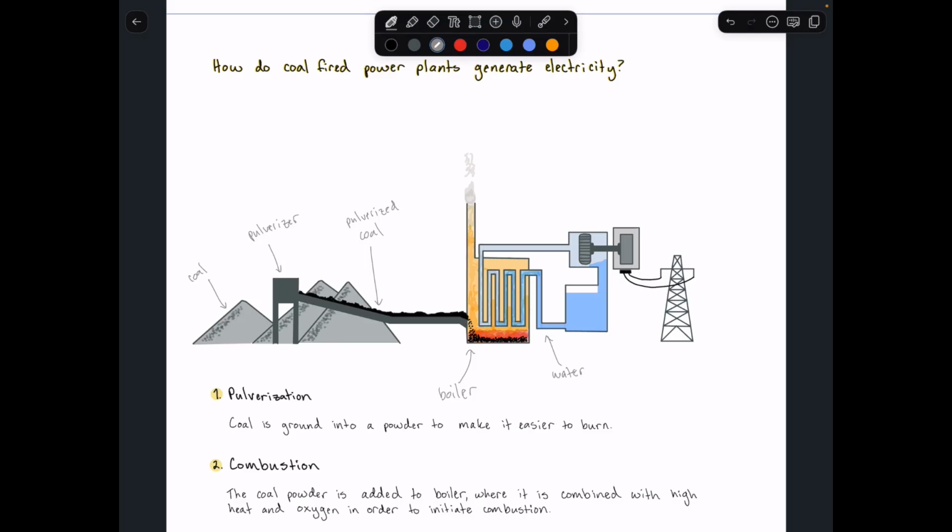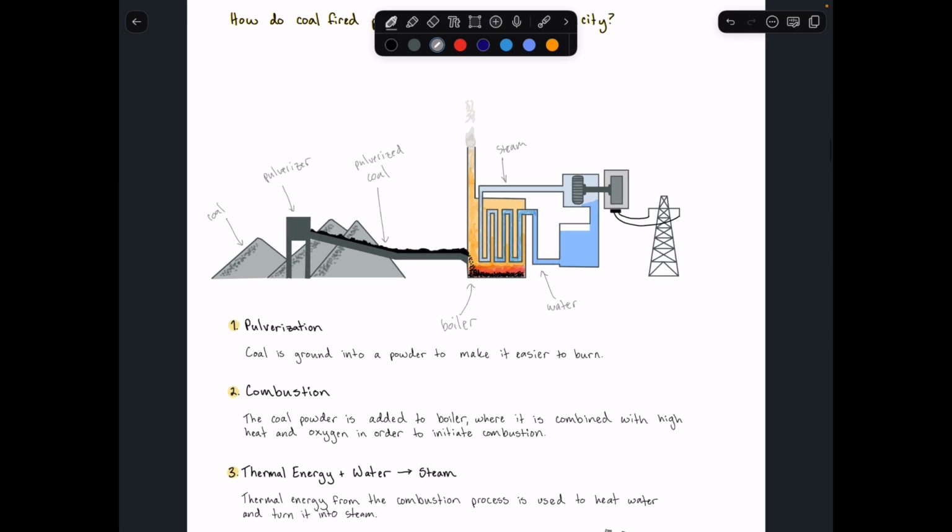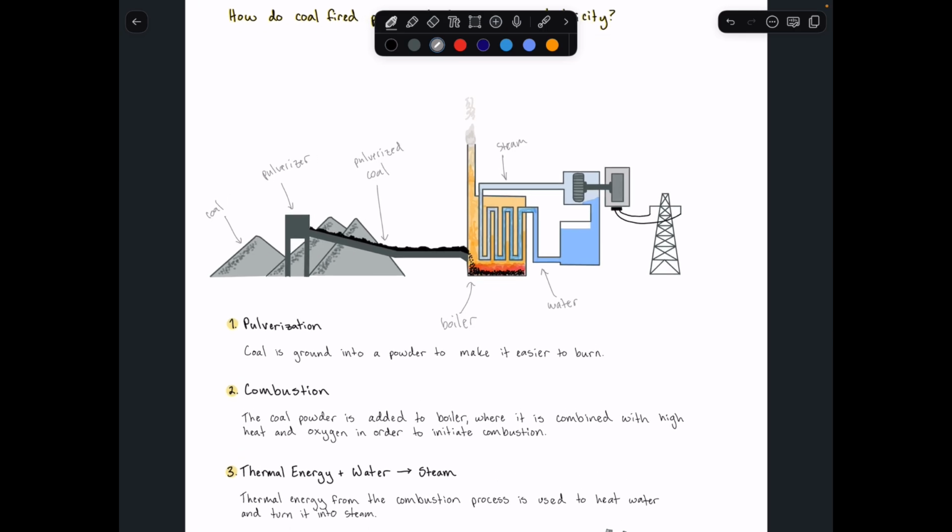You can see in this boiler that there's water coming in and it's being piped through the boiler. As it's piped through, it picks up the thermal energy. The thermal energy is transferred into the water to convert it into steam. And that's the third step: thermal energy plus water leads to steam. As the water is piped through, it turns to steam.